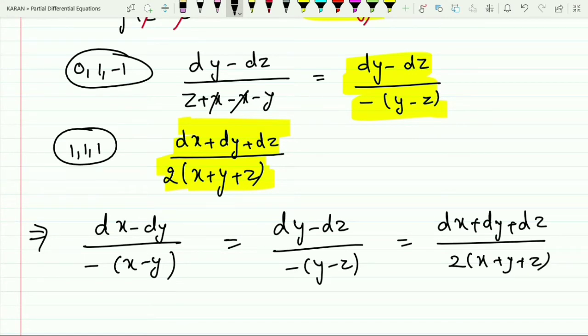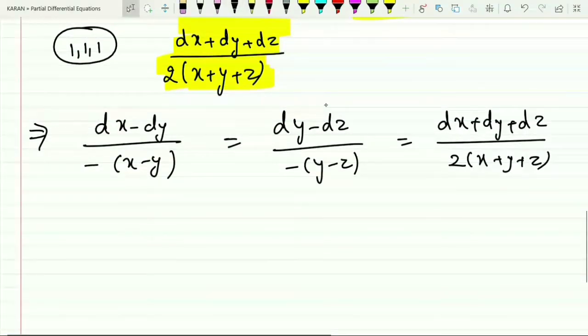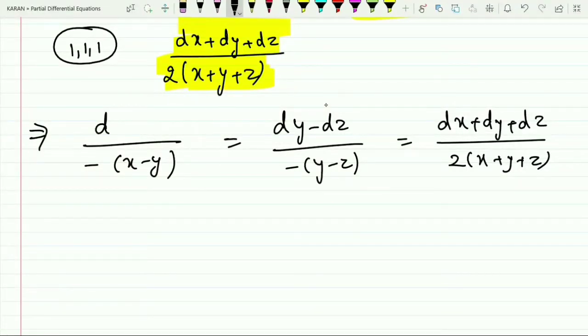Now observe one thing very carefully. If I ask you what is the derivative of x minus y, that is dx minus dy. So you can write it down: derivative of x minus y, this is nothing but the derivative of y minus z. Again, this is nothing but the derivative of x plus y plus z.